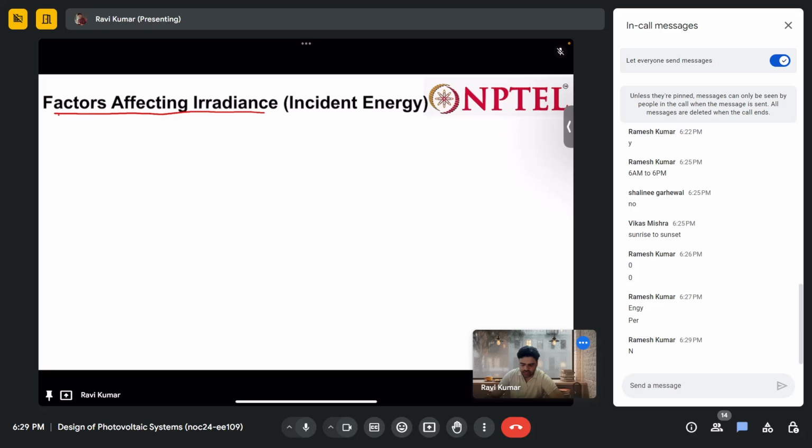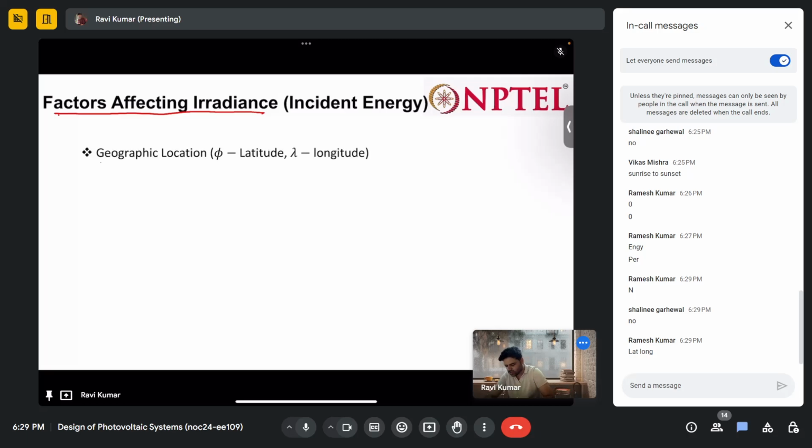No. So what is the difference between Delhi and Mumbai? You said they won't be getting the same, but why? Latitude and longitude, yes. So the first thing is the geographic location. It means our geographic location plays an important role in determining the irradiance. Okay. Second thing, at a particular location itself, if I have a solar PV module placed at a different angle, will this affect the irradiance?